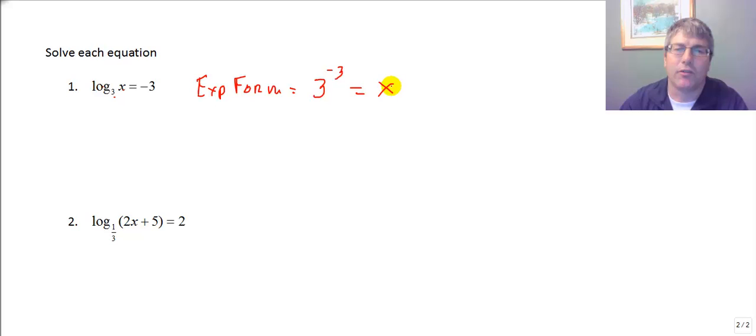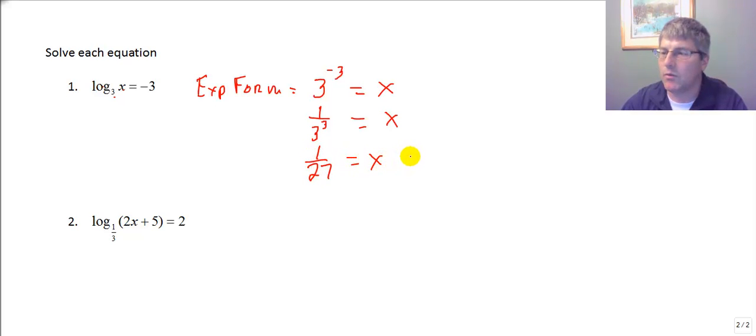Well, I don't really have to rewrite this as base 3. Hopefully we know that 3 to the -3rd is the same as 1 over 3 cubed equals x. And 3 cubed is 27, so 1 over 27 equals x. So log base 3 of 1 over 27 equals -3. And we have just confirmed that, rewritten into logarithmic form. But that's our answer.